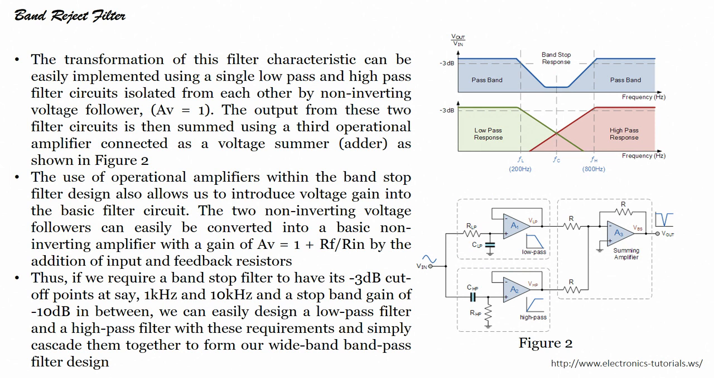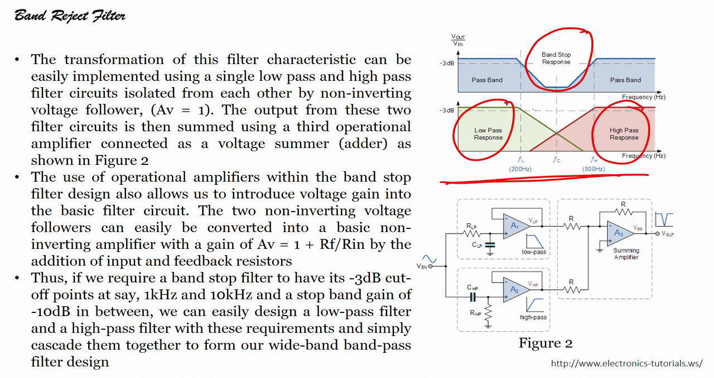Now, let us see further. The transformation of this filter characteristics can be easily implemented, as you can see here, right. So, you see this is the band pass band, band stop response, low pass response, high pass response, and here this is the center frequency, this will be the band which is rejected, this is the band which is rejected. Okay. So, if I want to draw this, I can draw this very easily, right.